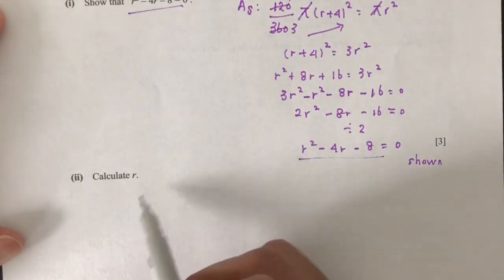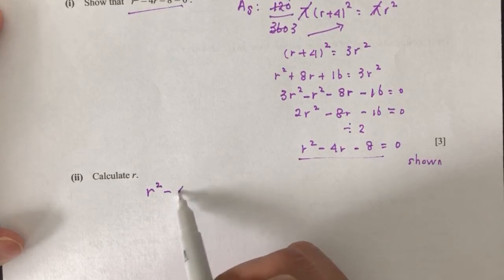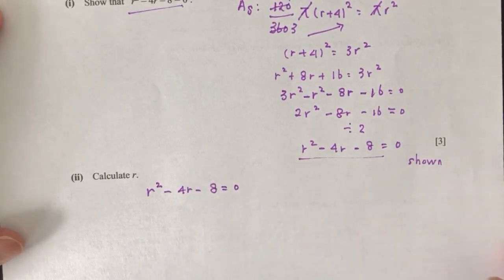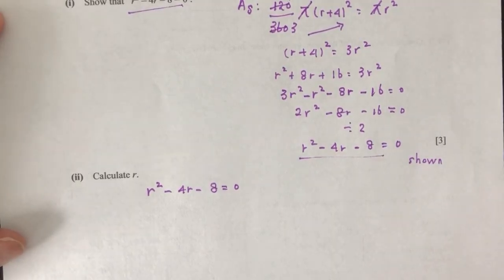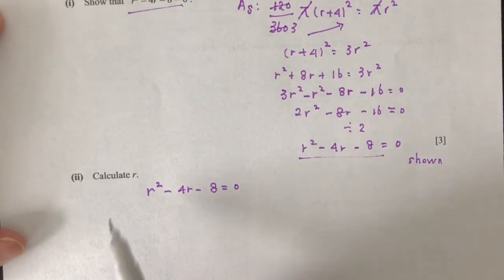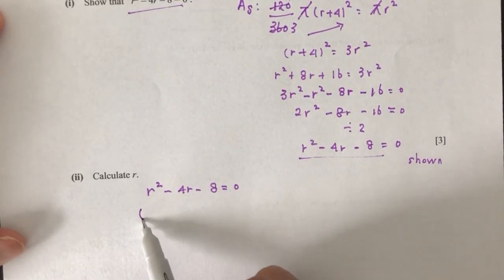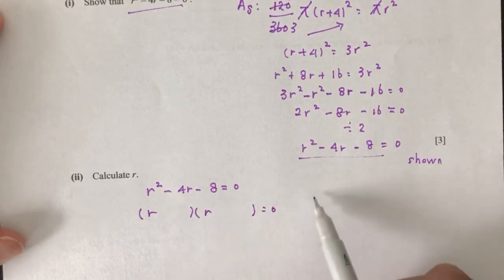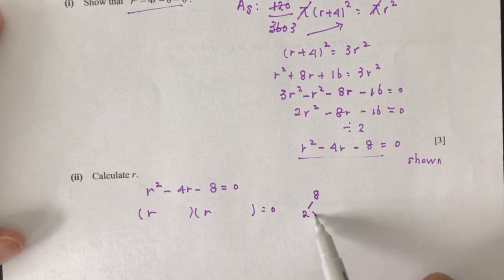So we have this equation. How do you find the value of r? Here we have two possible values. Let's try to see if we can factorize this way. This will be r. 8 is equal to 2 times 4, 1 times 8.